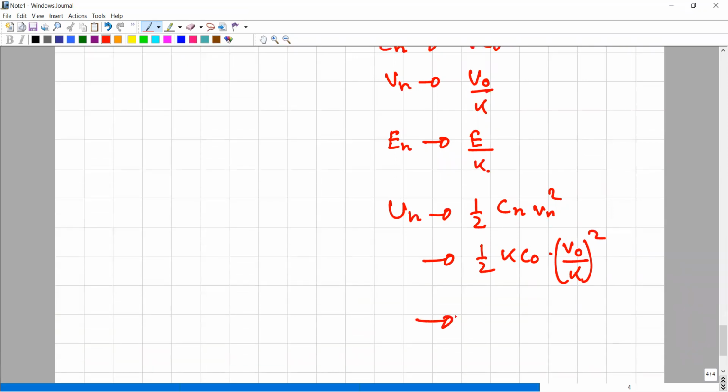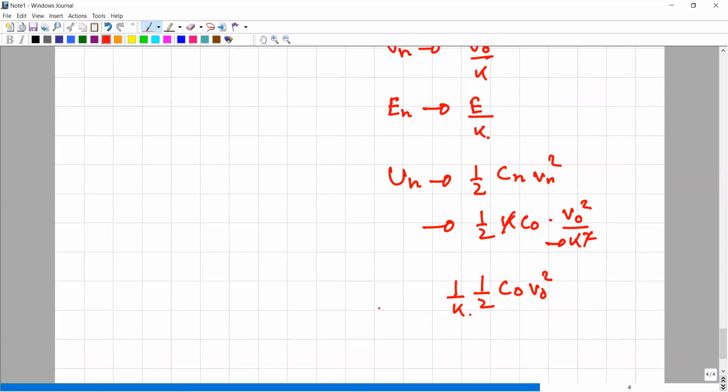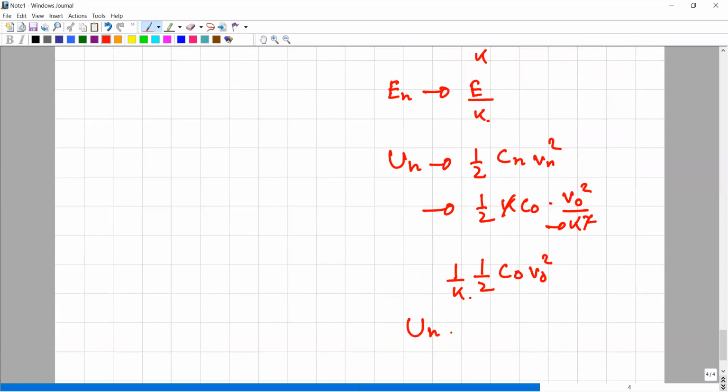So you will end up having half of C naught, V naught square over K square, times K. This K and this K square partly cancel. So you will eventually get half of C naught V naught square, but one K is still there, so it will become 1 by K. So you can say that the new energy will be 1 by K times the original energy.